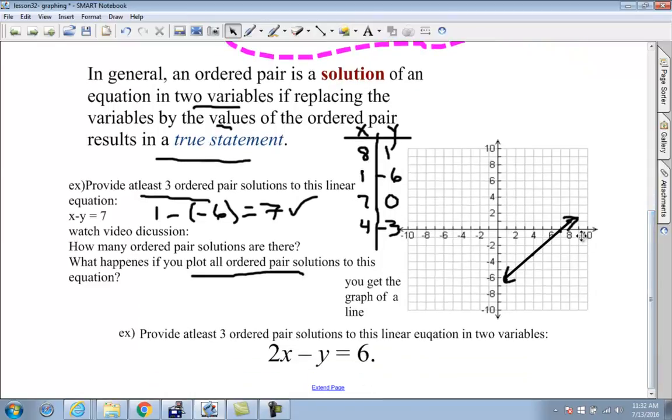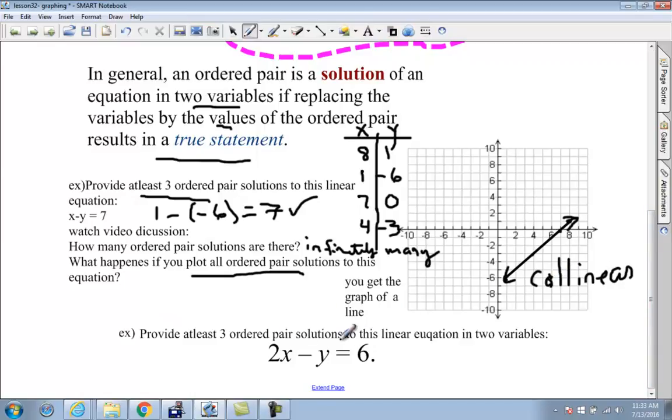Let's try another. So now we know how many ordered pairs there are again. Let's say that again: infinitely many. So there's infinitely many ordered pair solutions to this given equation here. And if I plot them, they better end up, and here's a good word, collinear, right, in a line, lined up.